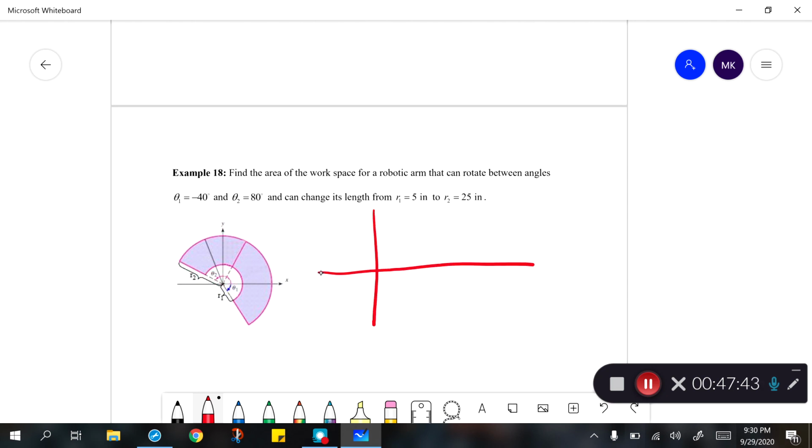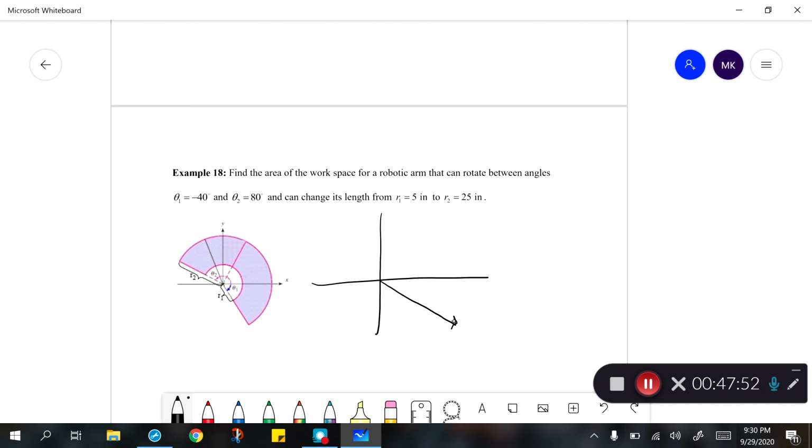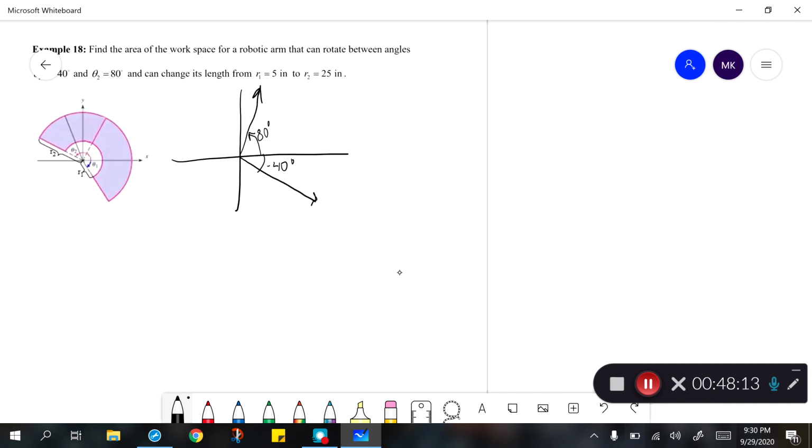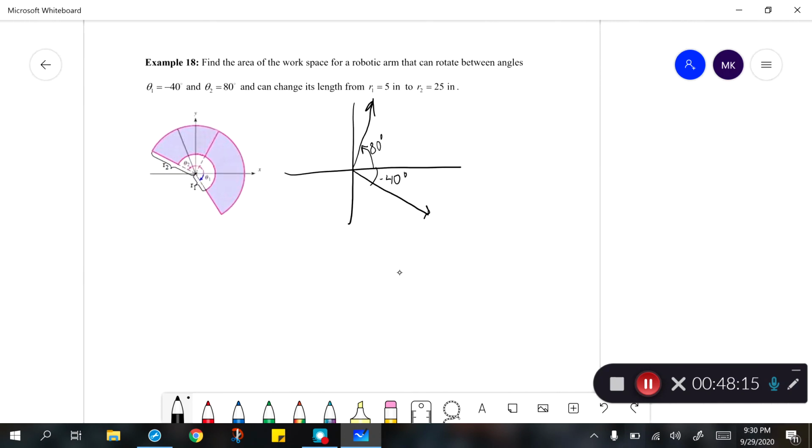Why am I still in red? Let's go back to black. Okay. So negative 40 degrees gets me about here. 80 degrees gets me about here. Since 90 degrees is a right angle, that's right up. Now, we have our two radii of 5 and 25. So what I need to do is figure out what this total angle measure is.